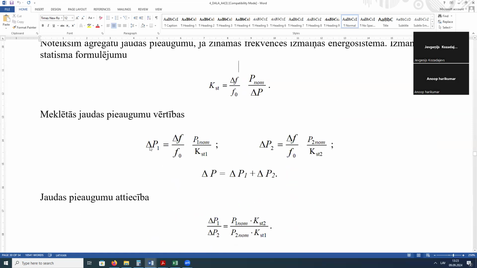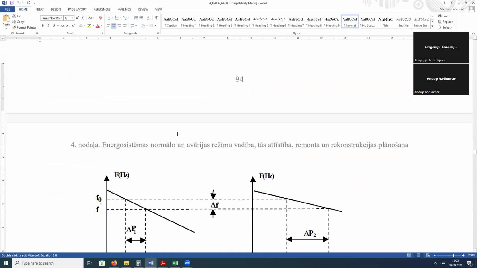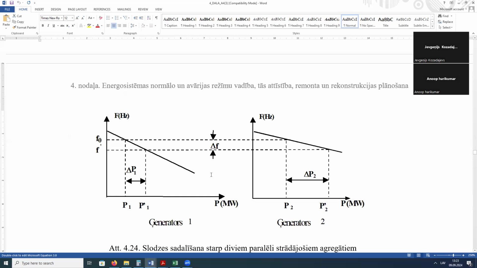For example, this is delta P, the reaction for the first one, which is equal to the frequency deviation divided by the nominal frequency, multiplied by the nominal power of the generator, and this curve is called the statism, and it is represented with a coefficient K. Why is it represented so? It is simple school math. When we have a straight line, we could represent this line by a coefficient.